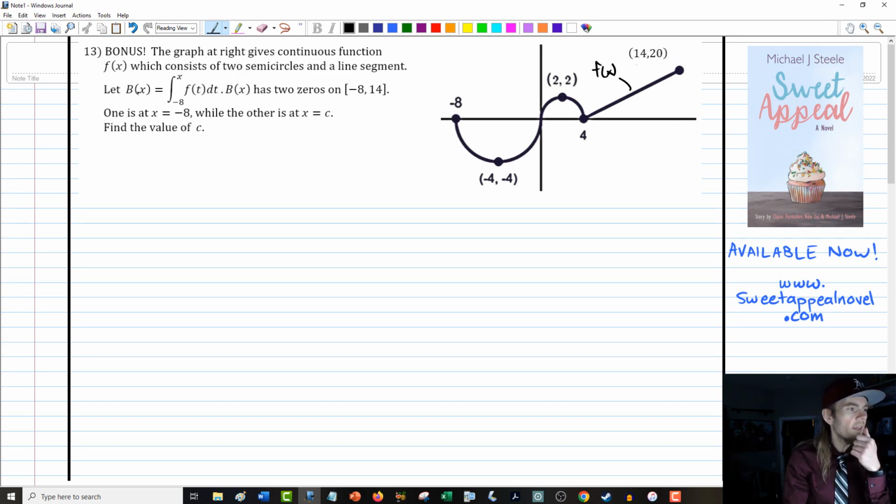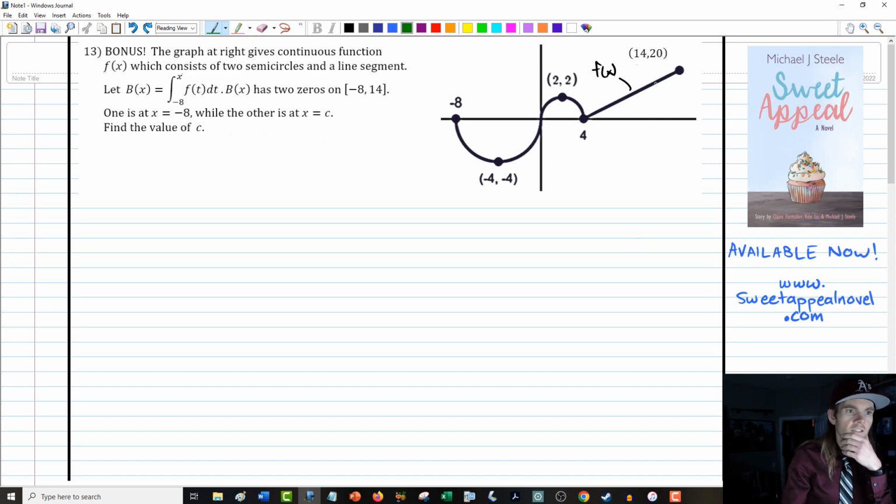It then wants us to define the integral function b of x, which runs from -8 to x, which is pretty standard. It starts at the left endpoint and accumulates area as it moves to the right. There are 2 zeros on -8 to 14. One is at x equals -8, which makes sense because that would make our integral run from -8 to -8, so that is definitely a 0. The other is at x equals c. They want us to find the value of c.